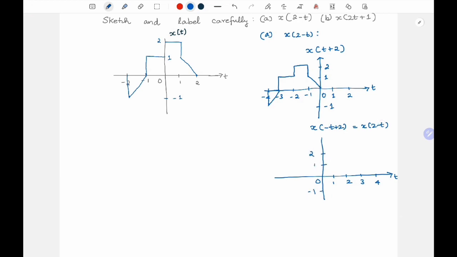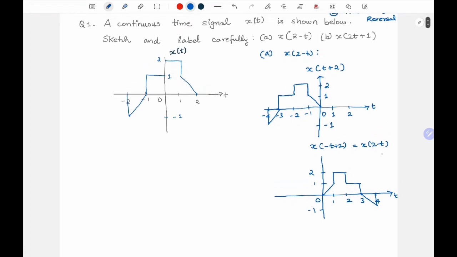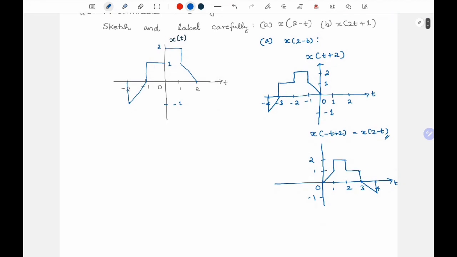Initially it starts from 0, goes to 1, and then goes to 2 and stays at 2. Then it comes back to 1, stays at 1, then goes down to 0, and from there it linearly decreases to minus 1, and then comes back to 0. You can see these two signals are the time reversal of each other, and this is the required signal for us. So this is the answer for option A.